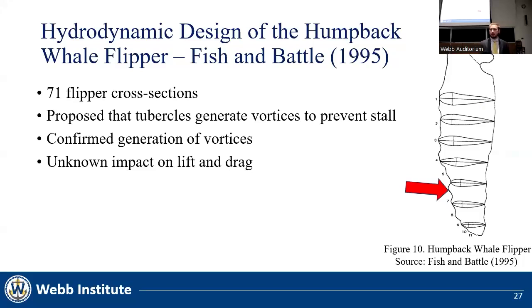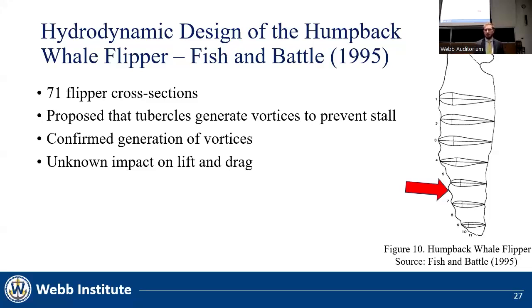The concept of the wavy leading edge was inspired by the flipper of a humpback whale. These ridges, as indicated by the red arrow, are the tubercles. Fish and Battle investigated humpback whale flippers at the Westchester University, where they cut a flipper into 71 sections. They found that the cross sections closely match a traditional foil shape and use a similar NACA section to analyze the tubercles. Before this, some theorized that the purpose of the tubercles was to decrease drag by reducing tip bleed. This turned out not to be the case. This paper proposed that they were to delay stall at high angles of attack.